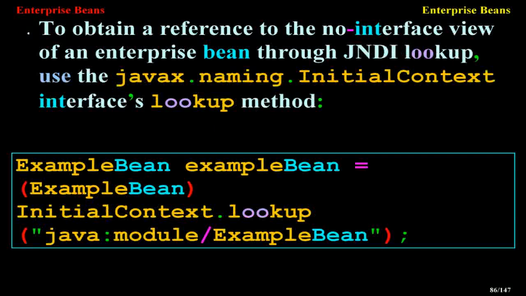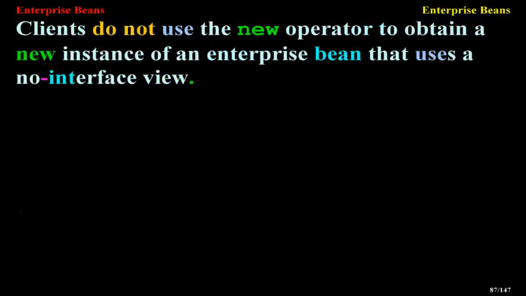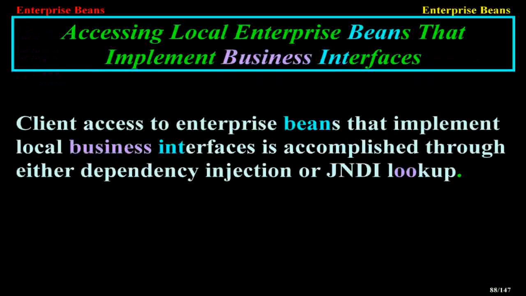ExampleBean exampleBean = (ExampleBean) InitialContext.lookup("java:module/ExampleBean"). Clients do not use the new operator to obtain a new instance of an enterprise bean that uses a no-interface view. Accessing local enterprise beans that implement business interfaces.